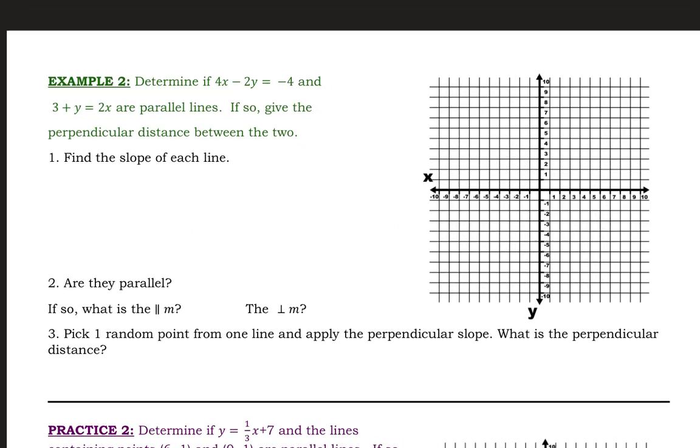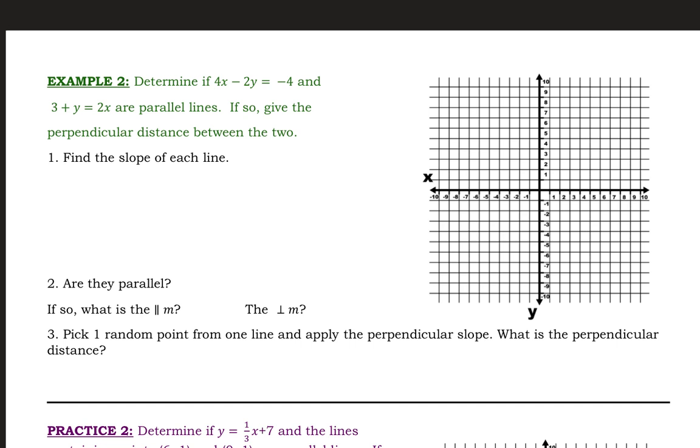All right, looking at this one. The difference between this one and the last one is that this one, I gave you equations. We just have to figure out what the slope is from the equations, okay? So I'm going to start off with the easier one, which is this one here. It says they're parallel lines. So I should come out with the same slope for both of them.